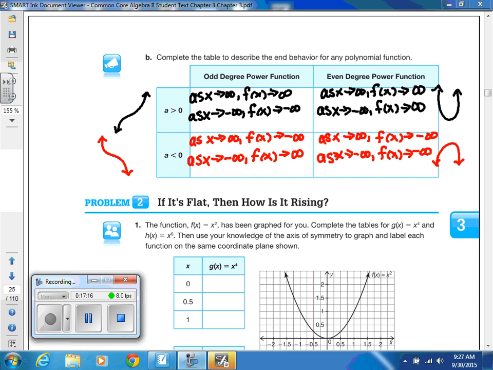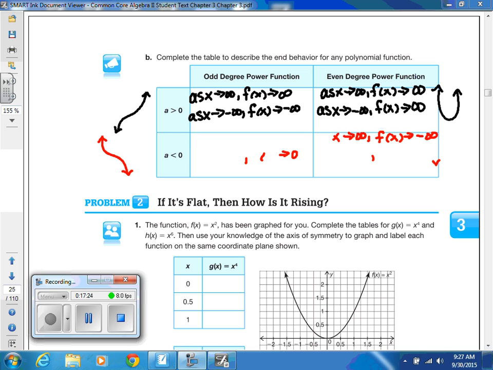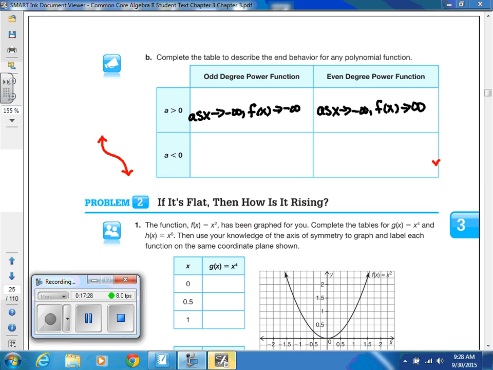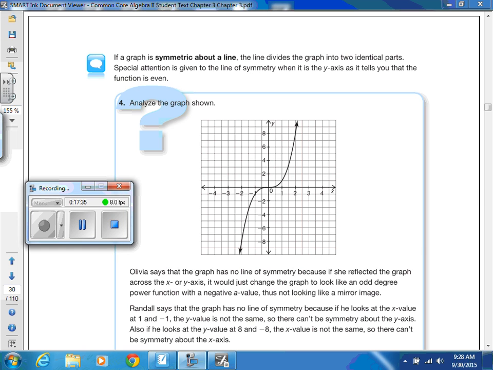Alright, let's talk about symmetry on page 234. Okay, if a graph is symmetric about a line, then the line divides the graph into two identical parts. Special attention is given to the line of symmetry when it is the y-axis. Okay, so Olivia says that the graph has no line of symmetry because if she reflected it across the y-axis or the x-axis, it would just change the graph to look like an odd degree power function with a negative value, thus not looking like a mirror image.